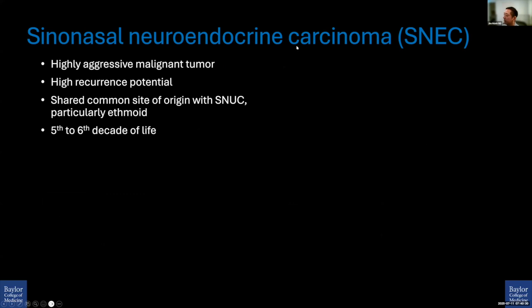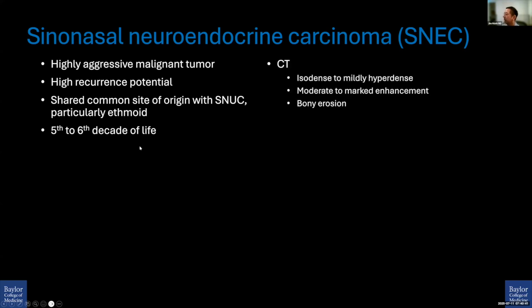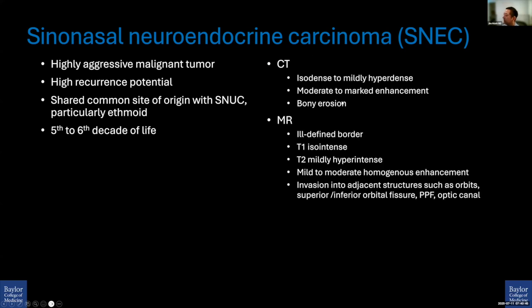Sinonasal neuroendocrine carcinoma is a highly aggressive malignant tumor with a high recurrence potential. It shares a common site of origin with SNUC, particularly the ethmoid, in the 5th to 6th decade of life. It is isodense to mildly hyperdense with moderate to marked enhancement, bony erosion, and ill-defined borders. On MRI, T1 isointense, T2 mildly hyperintense, mild to moderate heterogeneous enhancement, and invasion into adjacent structures such as the orbits, superior and inferior orbital fissure, pterygopalatine fossa, and optic canal.